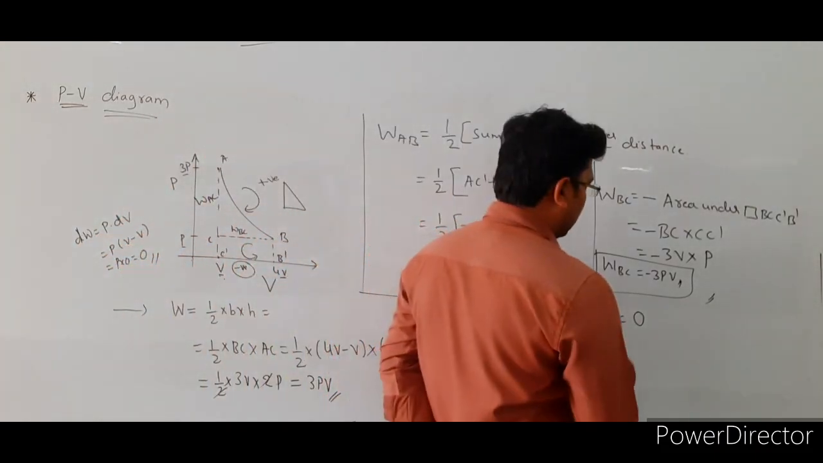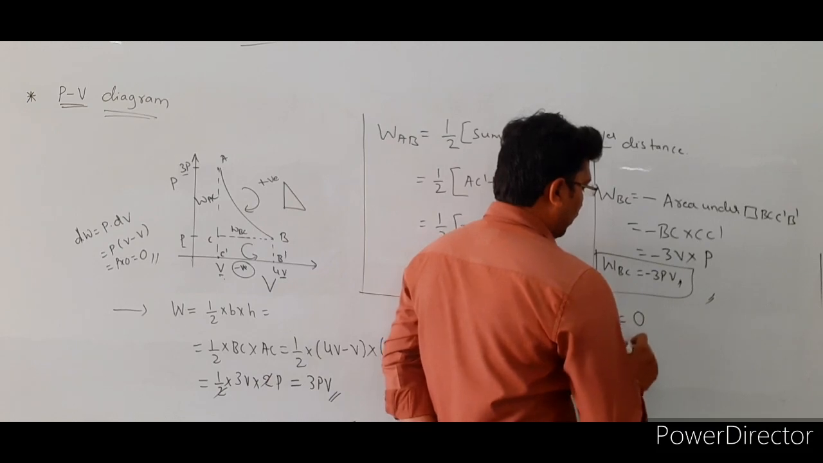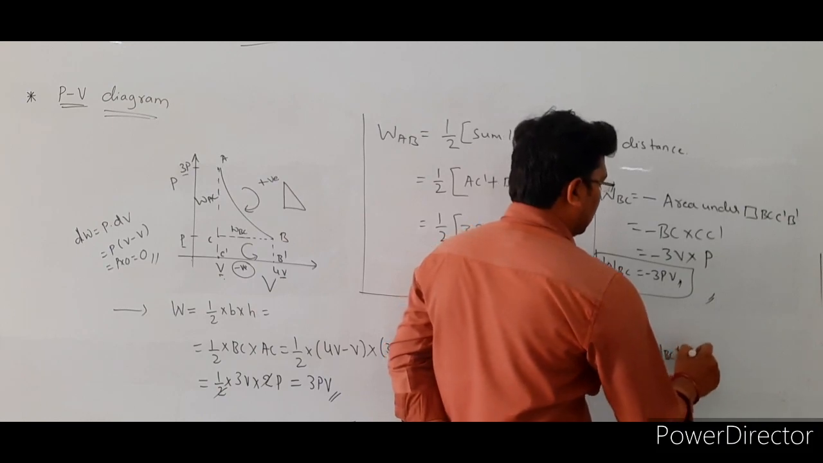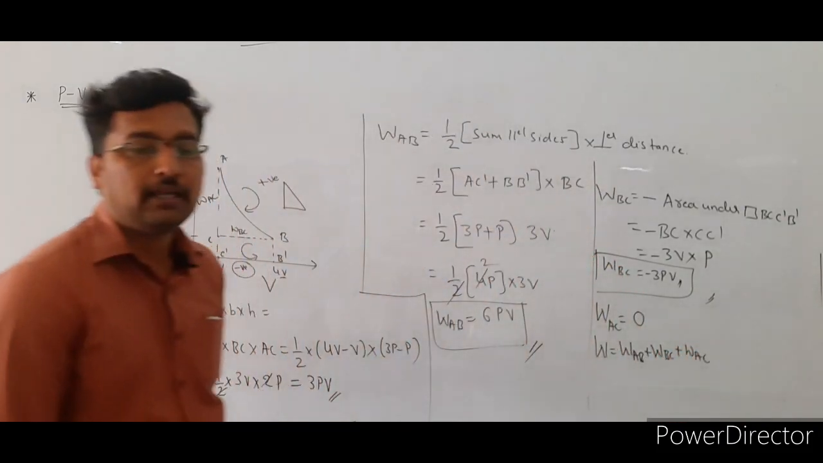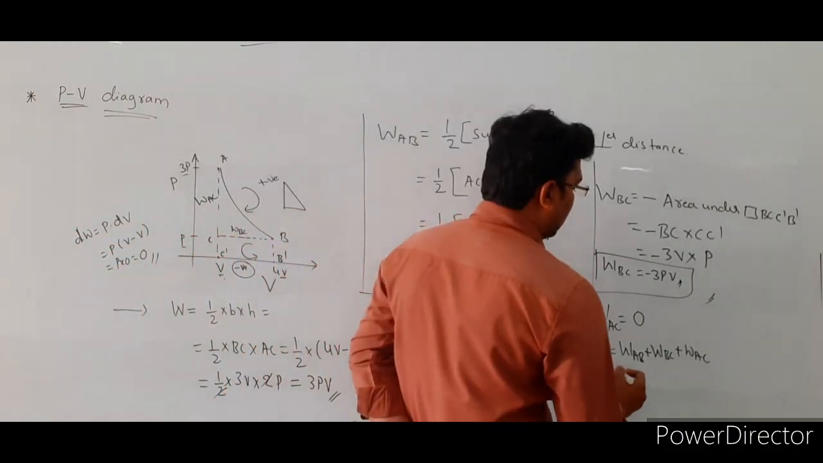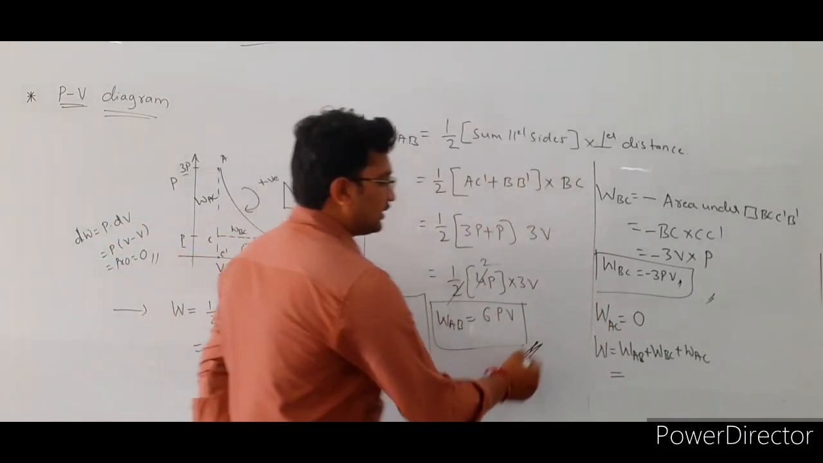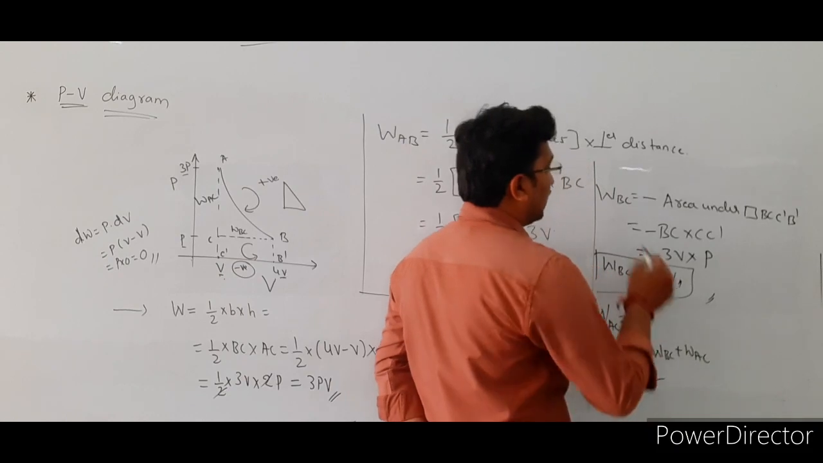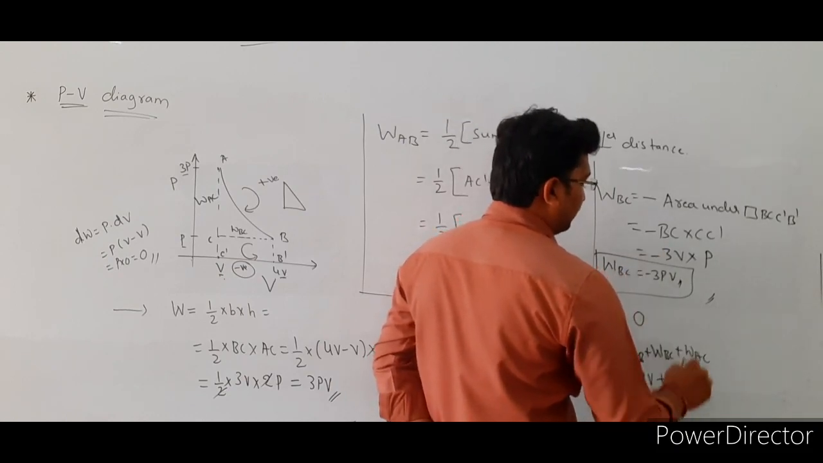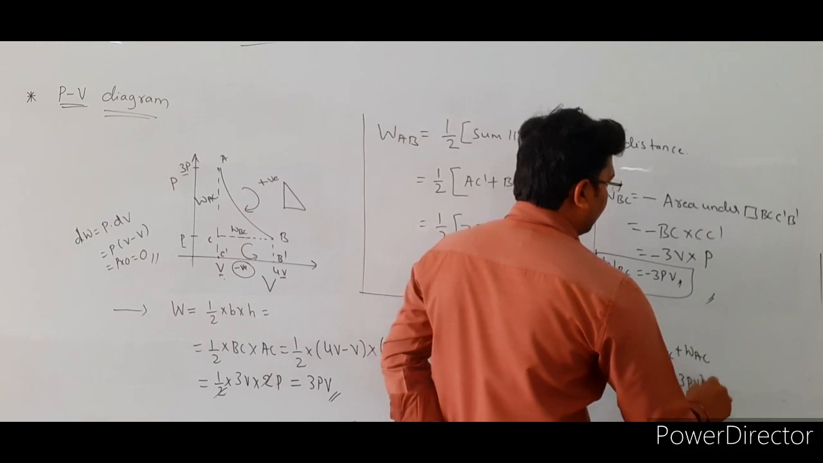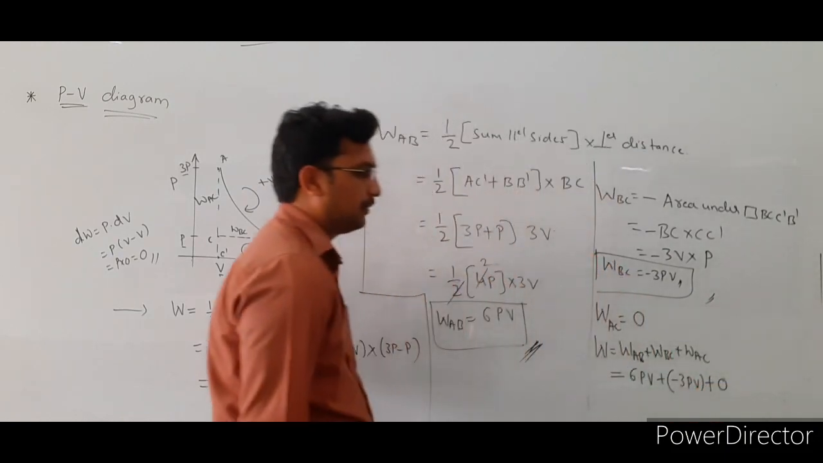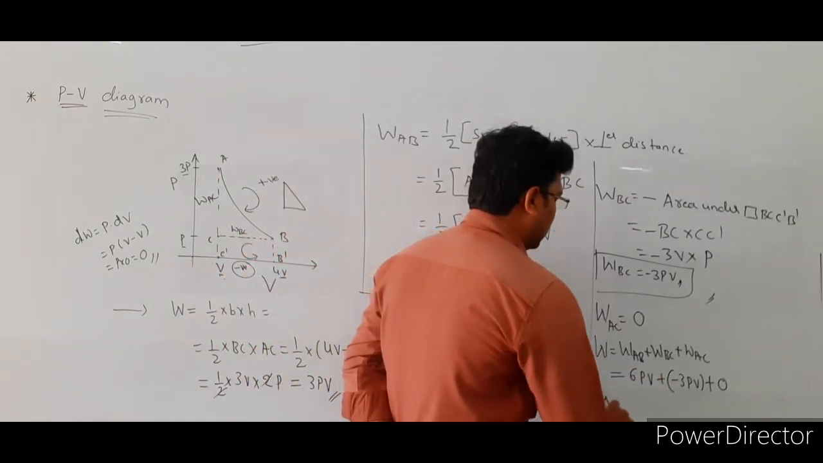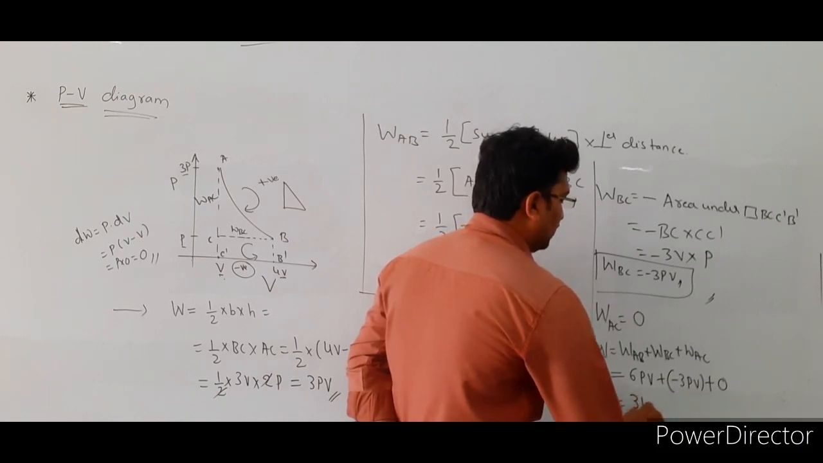Next, the total work done is equal to work done along AB plus work done along BC plus work done along AC. What is the work done along AB here? The work done along AB is 6 PV. Next, work done along BC, in brackets, is minus 3 into PV. Plus work done along AC is 0. Next, 6 PV minus 3 PV, its value is 3 PV. So the total work done is equal to 3 PV.